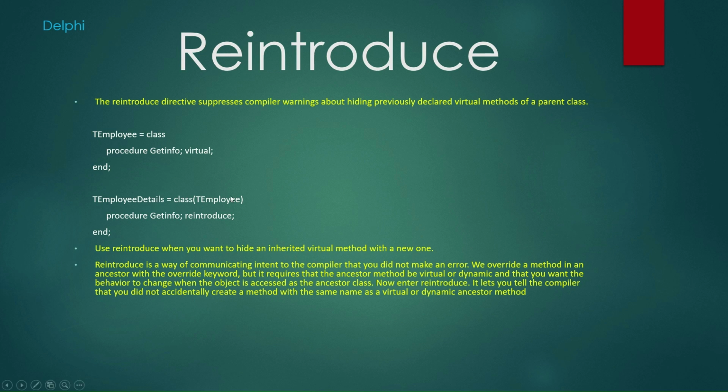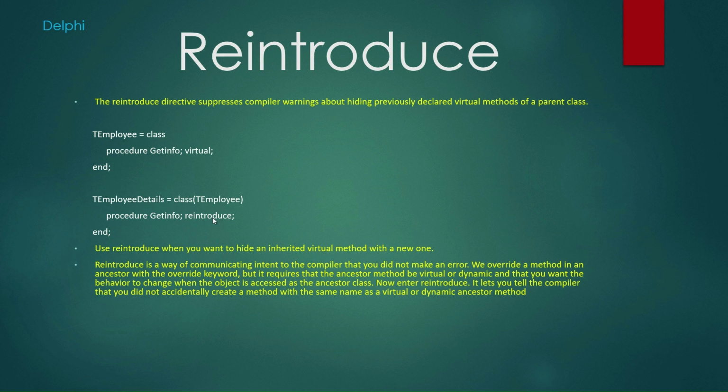Hi everyone. The reintroduce directive suppresses the compiler warning about hiding the previously declared virtual method of the parent class. So here I have created one employee class, and the method GetInfo is here, and that is declared as a virtual method. And the employee detail class is inheriting the TEmployee class, and the same method I have written, but I'm writing the reintroduce keyword here. So it will suppress the compiler warning about hiding the previously declared virtual method of the parent class.